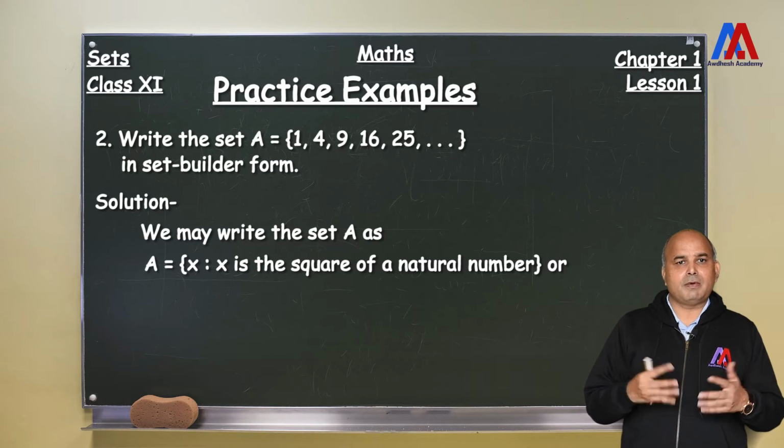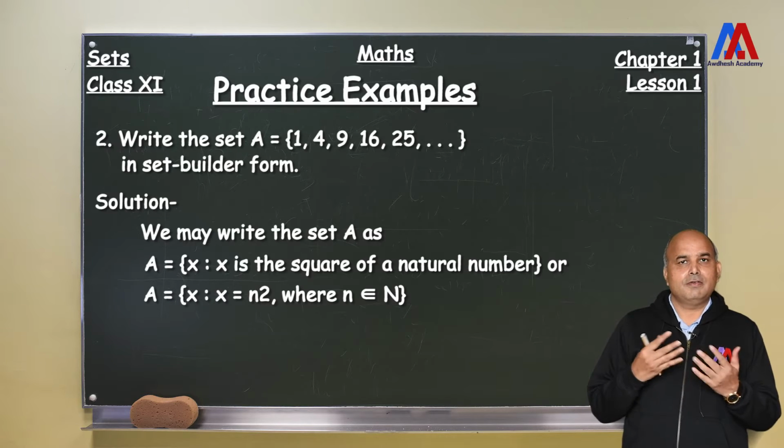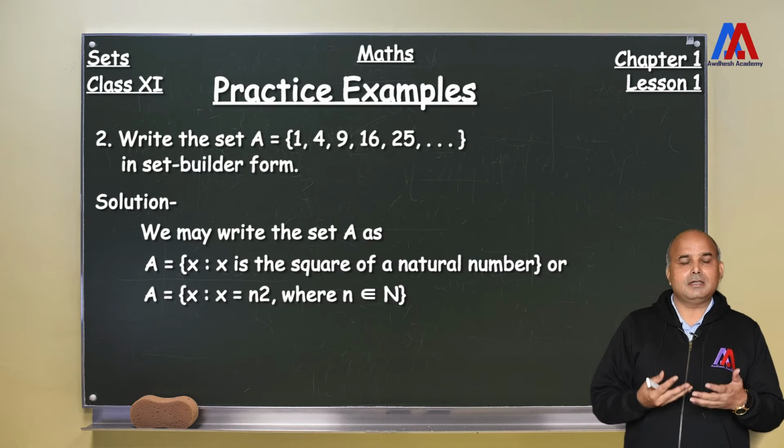If you want to put it in the form of epsilon, then we write x equals n squared, where n is a natural number. So this is the method of writing the same thing in the set builder form.